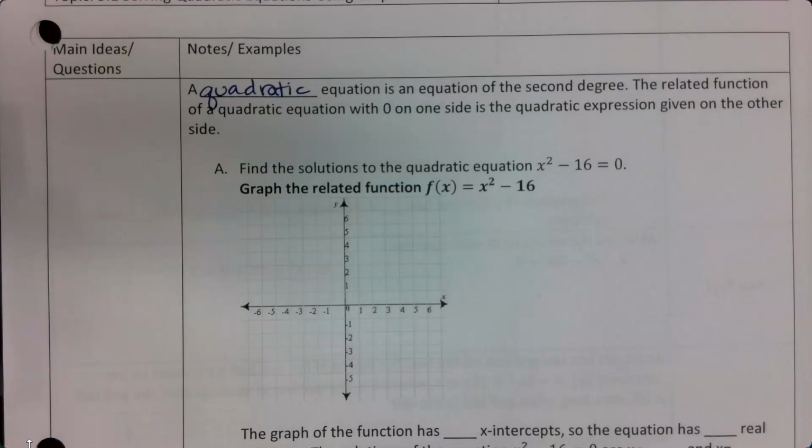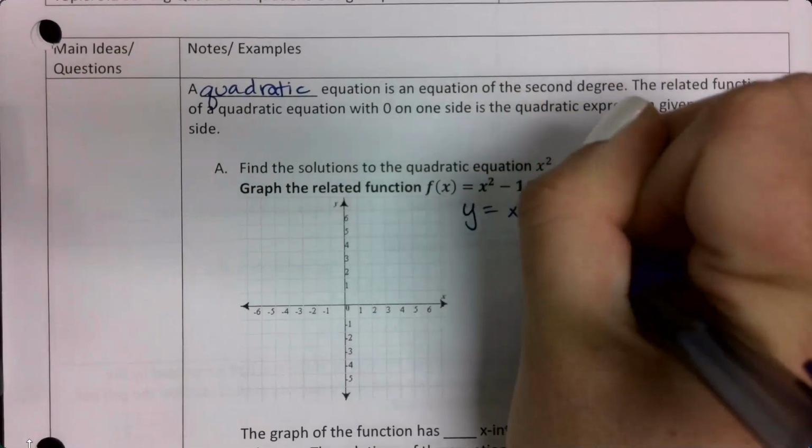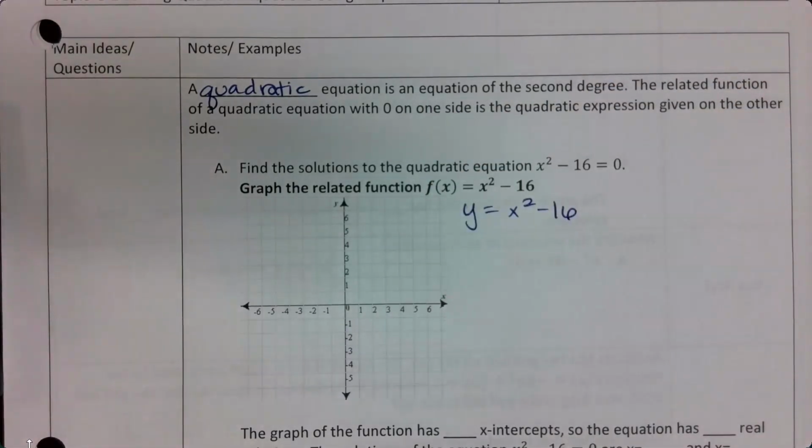Okay, so this one wants me to find the solutions to the quadratic equation x squared minus 16 equals 0. So it wants me to graph my related function. So what I'm going to do is change this f of x into y equals. And then I want to go ahead and graph this on my calculator.